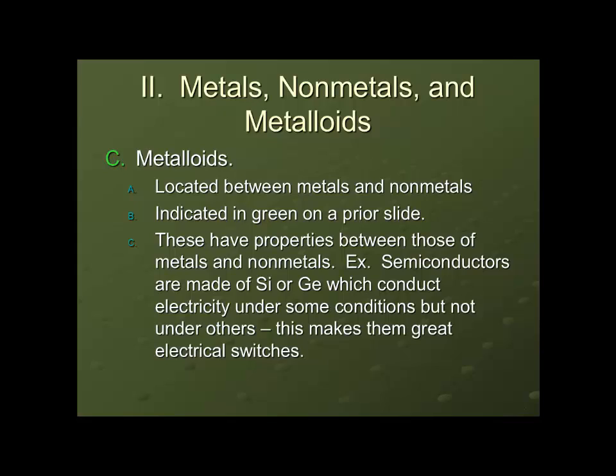So they use these because they have properties between a metal and a nonmetal. They use them to make semiconductors. What that basically means is when you run electricity through metal, it goes through really well. You run electricity through most of your nonmetals and it doesn't go anywhere. It's an insulator. You run it through a semiconductor and under certain conditions it will go through and under other conditions it won't. So you can use these elements as switches.